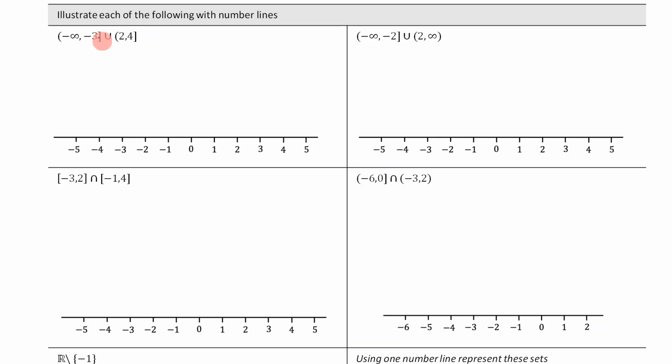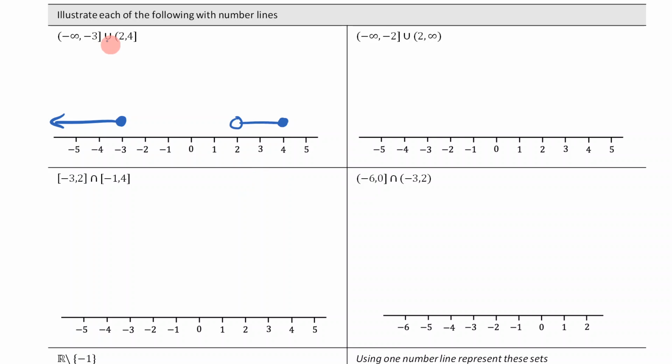So here I have -3 with a square bracket. That means I'm including it. I use a closed circle and I'm going all the way to negative infinity, so I make sure I put an arrow there. Then I've got the union of 2 to 4. Well, 2 has a round bracket, so it's an open circle, and I'm going all the way to 4, and 4 has a square bracket, so I put a closed circle just like that. And that's what my answer is going to be for this one.